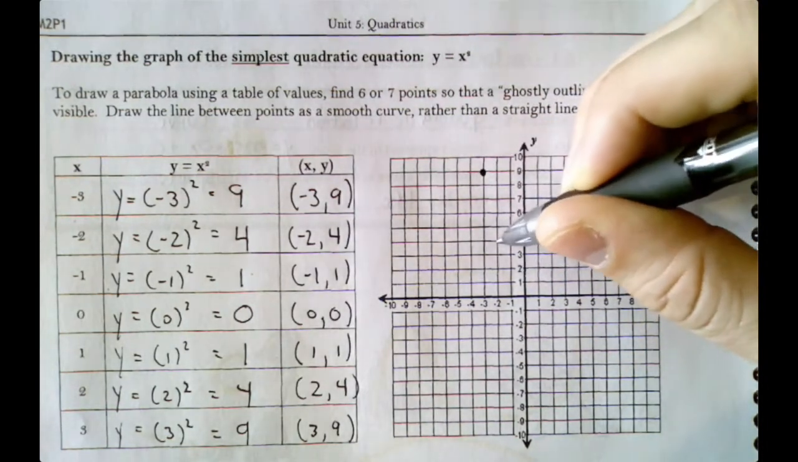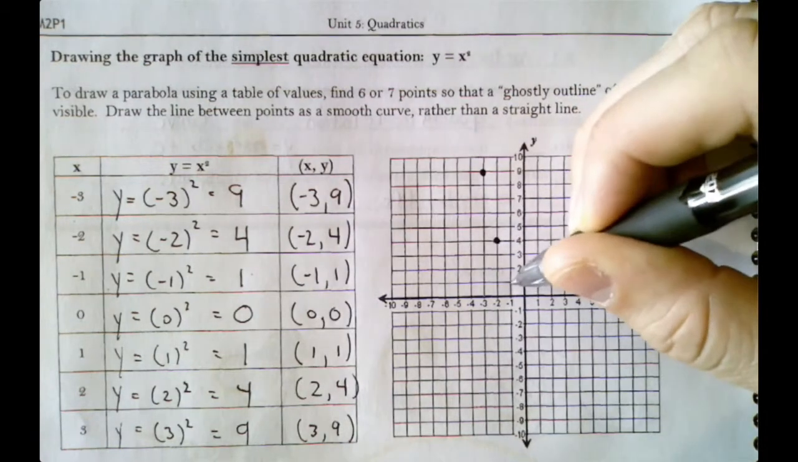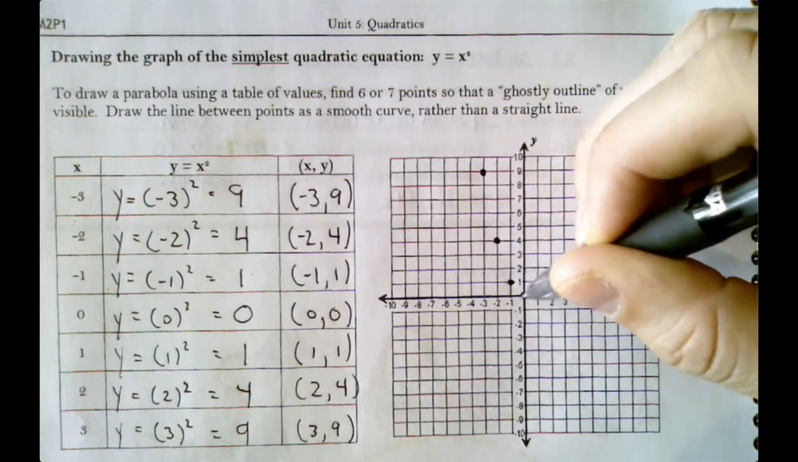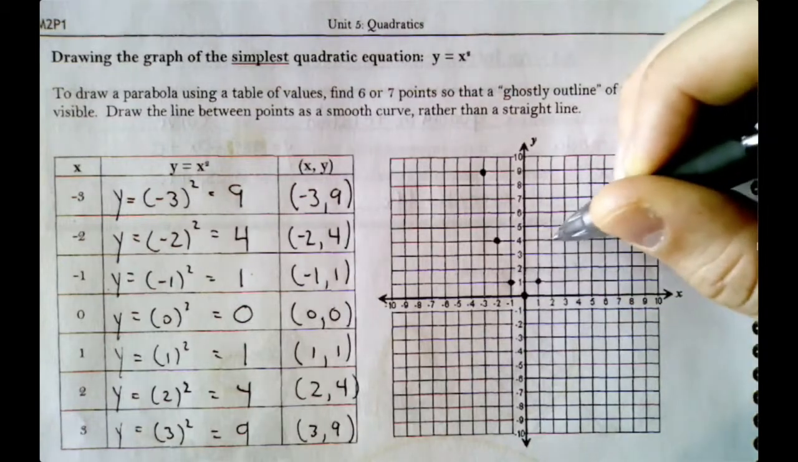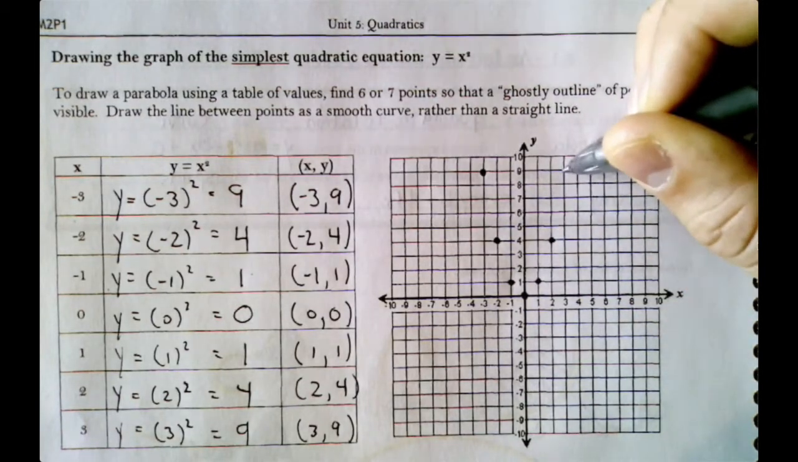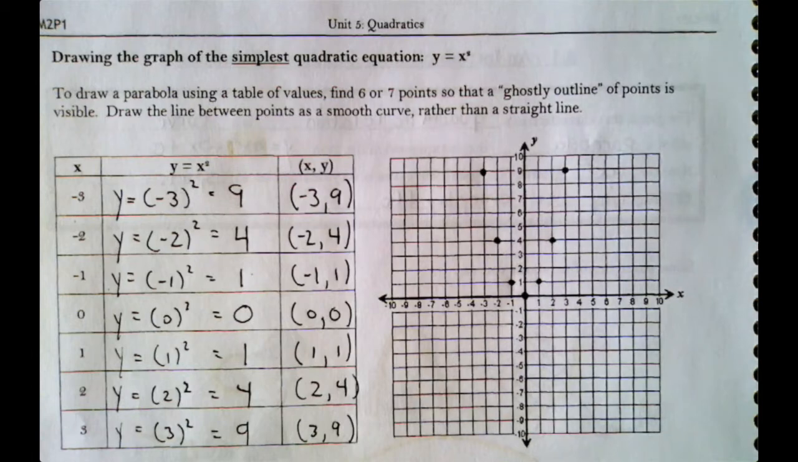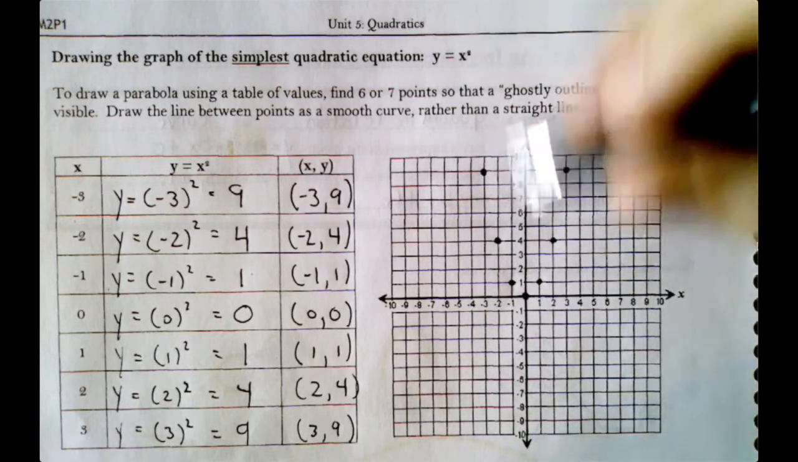Negative 2 gave us 4. Negative 1 gave us 1. 0 gave us 0. 1 gave us 1. 2 gave us 4. And 3 gave us 9. And what we have here is 9 dots, and these 9 dots represent a parabola. So I'm going to connect them.